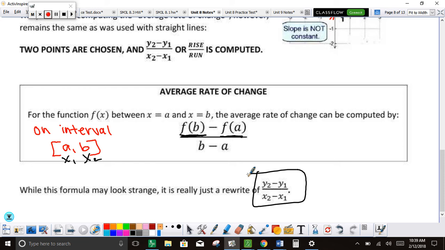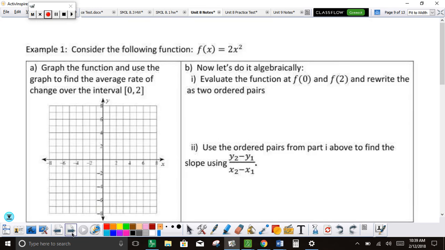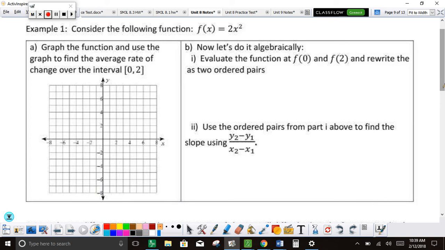It's fancy. So let's try a few of what your homework's going to look like tonight. The first thing I have is: consider the following f of x equals 2x squared. Graph the function and use the graph to find an average rate of change over the interval 0, 2. So this is talking about x1 and x2. It's giving you an interval of where to find the average rate of change.